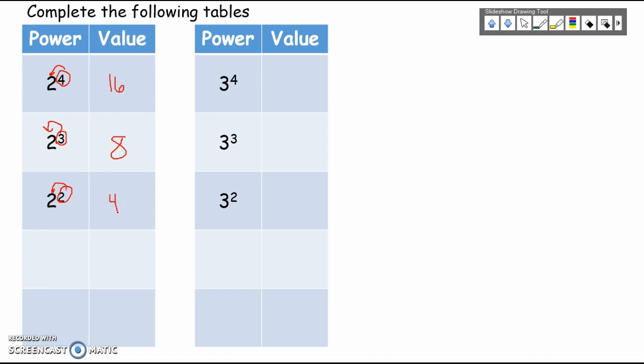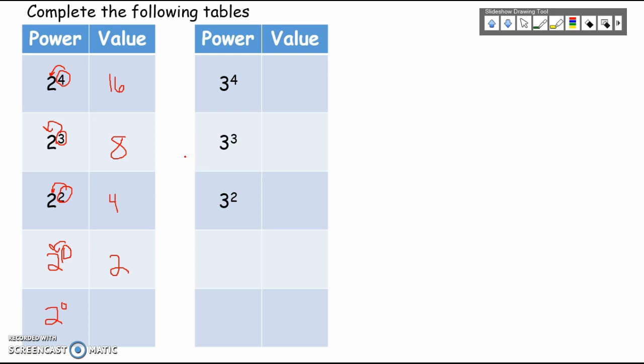Beautiful. Now we're going to continue this pattern. Since we are at 2 to the 2nd here, now we're going to do 2 to the 1st. We know that the 1 tells us how many times we're going to multiply 2 by itself, and in this situation, it's only 1 time. So there it is, that's my answer. Now I'm going to keep following the same pattern. So now this will be 2 to the 0. How do I figure out the value of 2 to the 0 power?